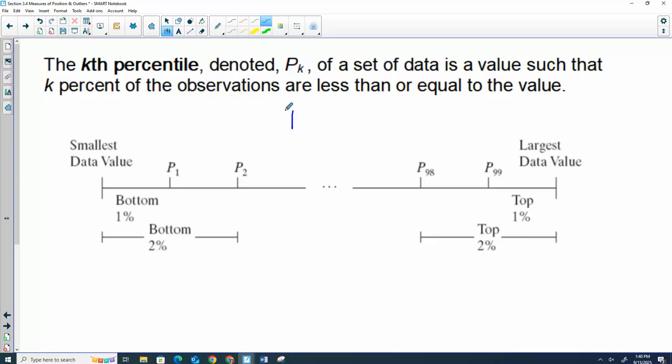If you see a P sub 10, that means the 10th percentile. So that means 10% were less than or equal to that value. So 90% would be larger.